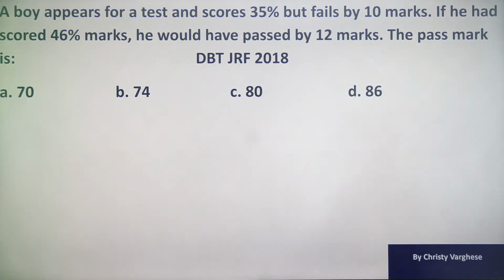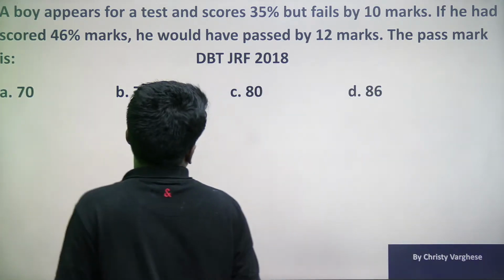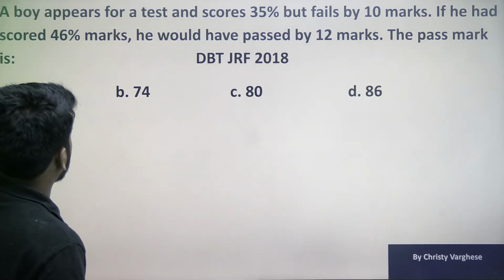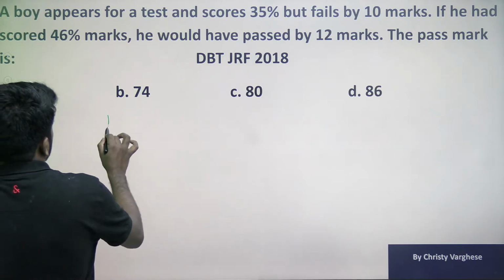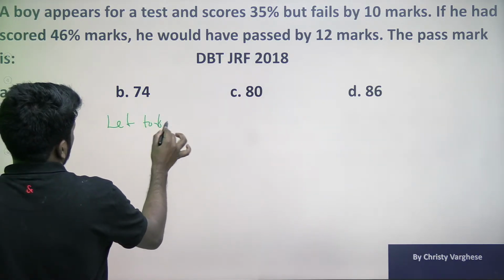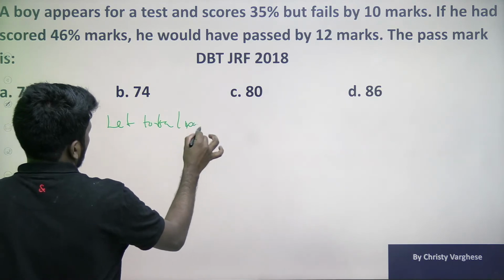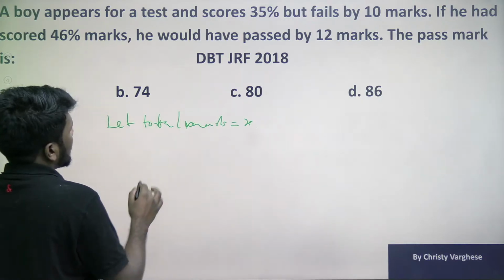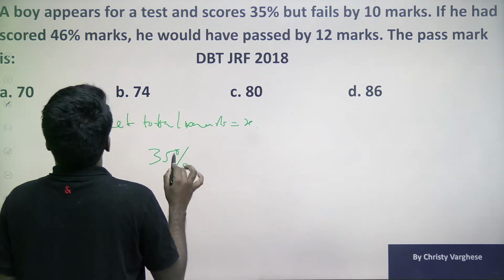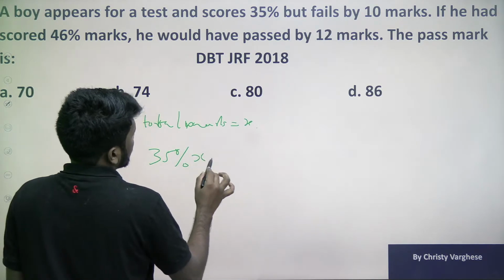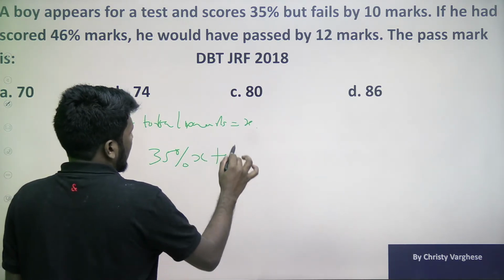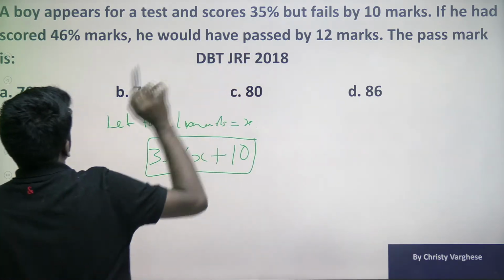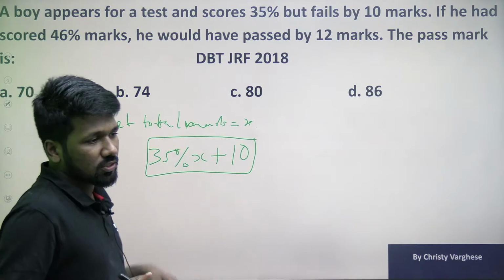Okay, so I'll explain. A boy appears for a test and scores 35% but fails by 10 marks. If he had scored 46% marks, he would have passed by 12 marks. The pass mark is? So let us assume let total marks be X, not pass mark. Total marks X is assumed. Total marks X, then the boy secures 35% of the total marks at first. And he is failing by 10 marks, meaning 10 marks more is needed to reach the pass mark. So we can say this is the pass mark from the first sentence in this question.